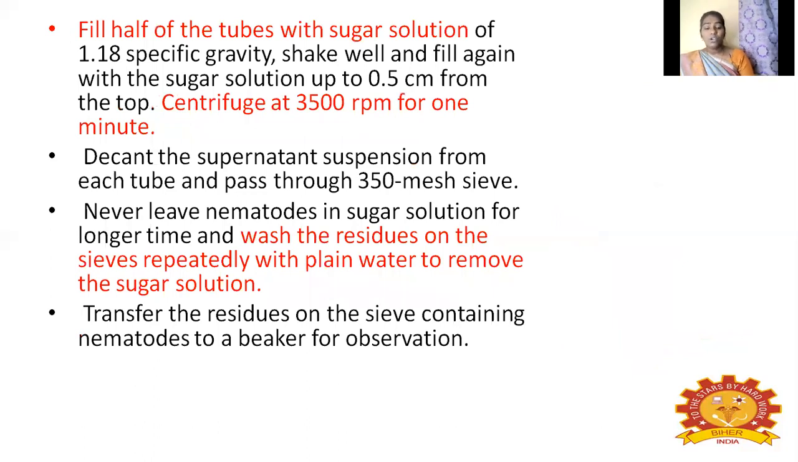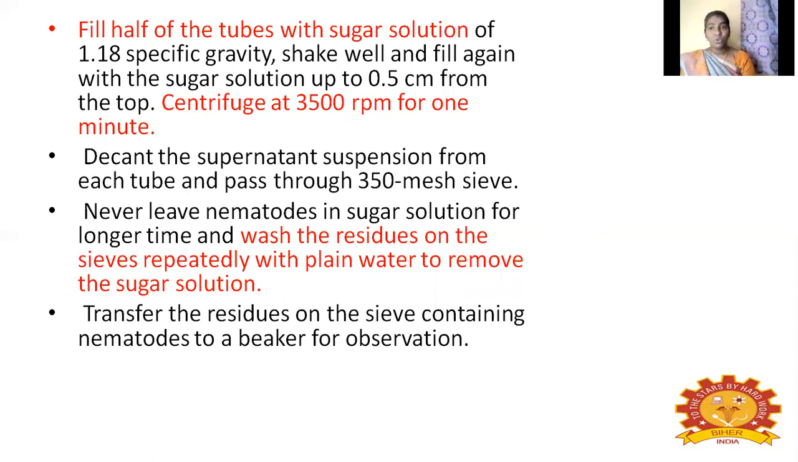After that, we have the pellet or the residue. Fill half of the tube with the sugar solution of 1.18 specific gravity. Shake it well and fill again with the sugar solution up to 0.5 centimeter from the top. This time we centrifuge at 3500 rpm for 1 minute. Now we decant the supernatant.